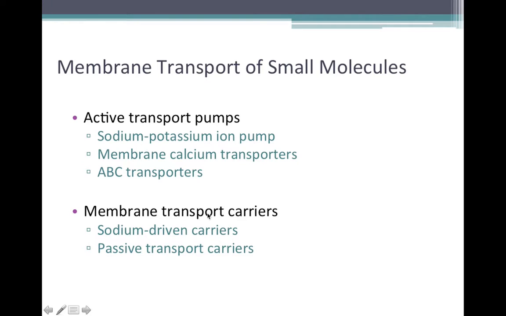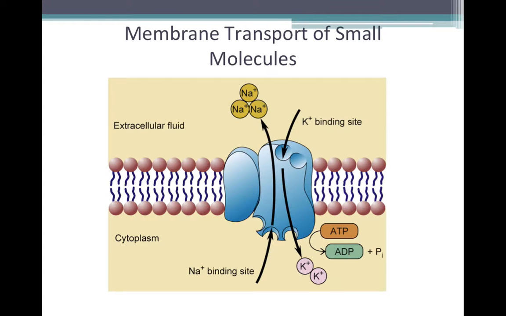Now, other membrane transport carriers could be sodium-driven carriers and passive transport carriers. A sodium-driven carrier can use the movement of sodium to help transport another molecule. For instance, you could have sodium move into the cell, and the movement of sodium into the cell can also help bring glucose with it. We call those sodium glucose transporters, and that would be an example of a sodium-driven carrier. Another example would be a passive transport carrier, which is just a route for a molecule to get into or out of the cell, but doesn't require the use of ATP.